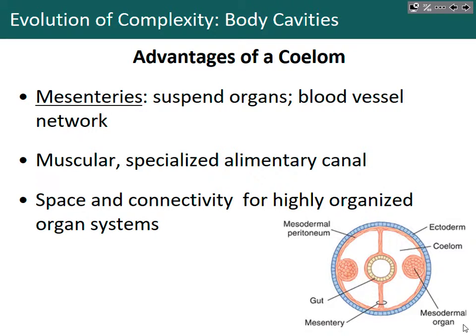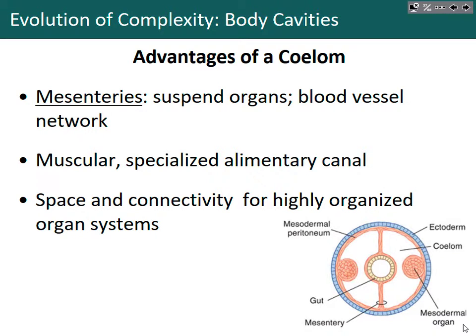You also now have the ability for a blood vessel network. So you can move nutrients and gases and materials through a blood vessel network to those highly organized organ systems. Okay. There's connectivity because of that complete mesentery to move materials to all of the organs. And then the space and connectivity is still there, but we have more connectivity, and so we have these more highly organized organ systems.